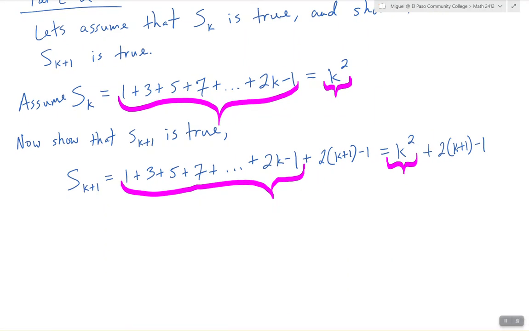Let's try it this way. So this is what's new, right? This is my next term. So wherever it is that this leaves off, this is just adding one more term. But of course, if we add something to the left side of an equation, we have to add it to the right side, right?